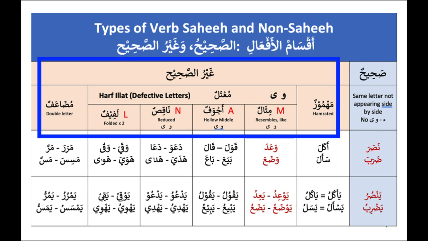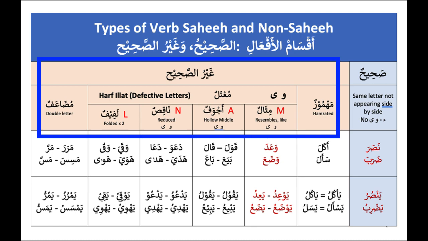Ghayru Saheeh verb or irregular verb will be of three different types. Number 1 is mahmuzun or mahmuz. Number 2 is called mu'talun or mu'tal. Number 3 is muda'afun or muda'af. Mahmuz verbs are those which will have the letter hamza in the trilateral verb. Mu'talun verbs are those which will contain one of these two harf-e-illat or defective letters, waw or ya.